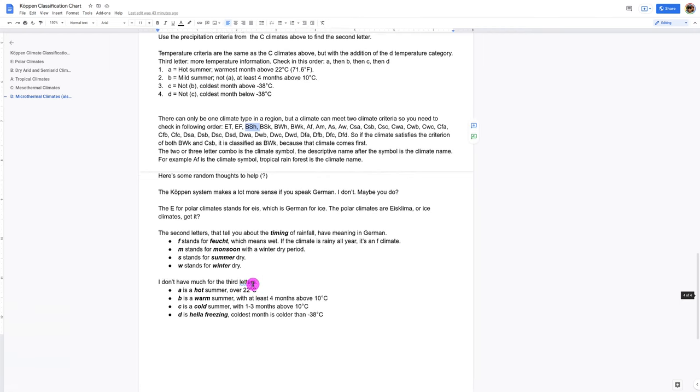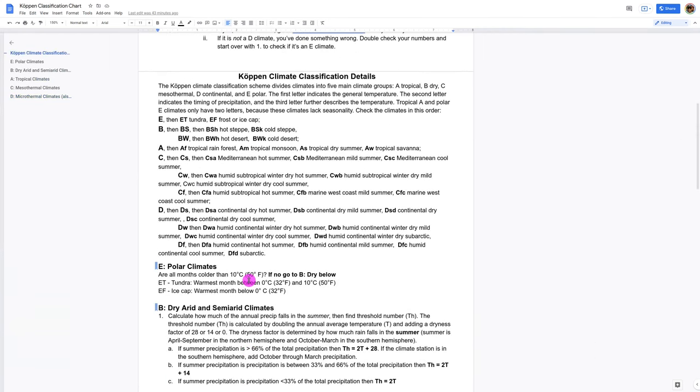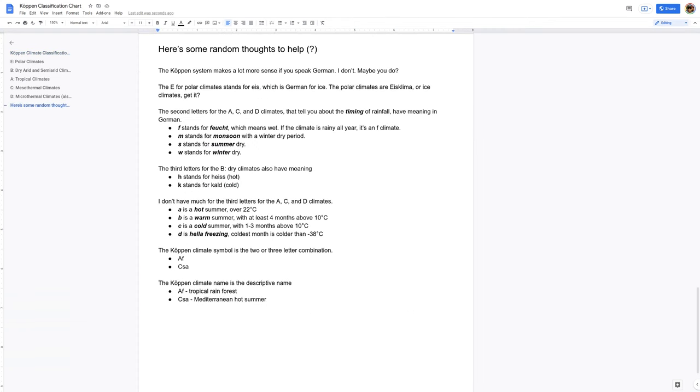And like I said, I've cleverly hidden them from you. There they are. ET is tundra. EF is frost. BSH is a hot steppe. BSK is cold steppe. BWH, hot desert. BWK, cold desert.